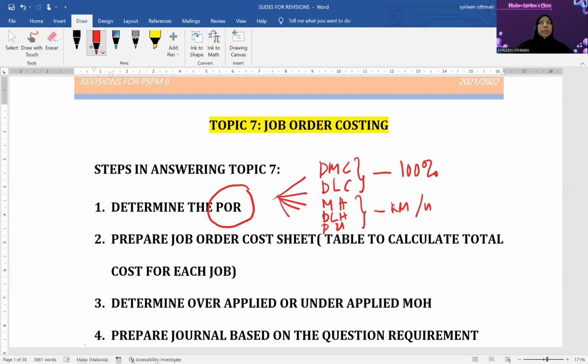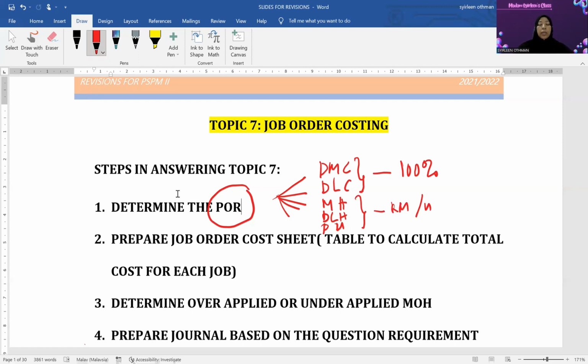Lepas tu kita nak kena buat apa? You need to go through the questions and you need to prepare the job cost sheet. It's a simple one. It's actually a table to calculate total cost for each job. So normally untuk soalan 1, they'll give you more than one job. You are required to calculate and to journalize the transactions given in the questions.